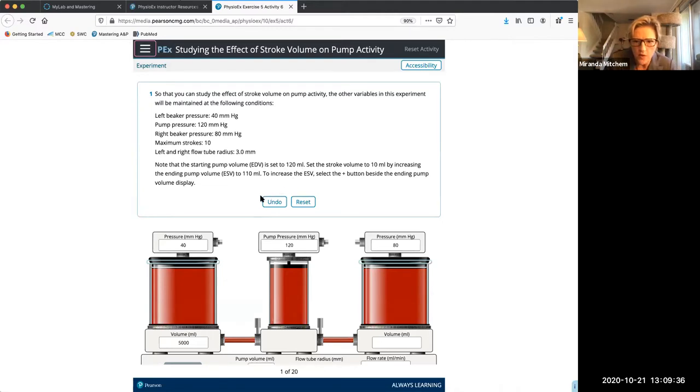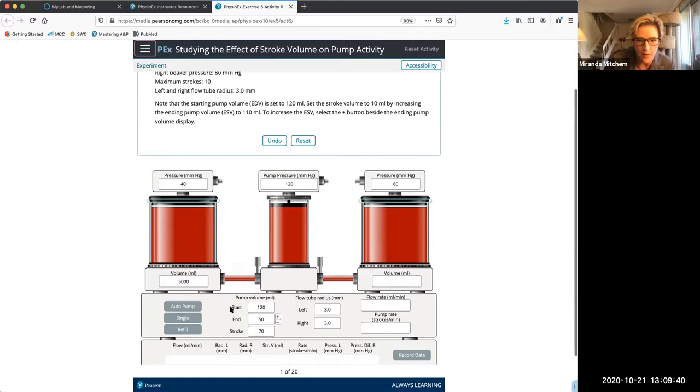It says to note that the starting pump, which is the end diastolic volume, is set to 120. Set the volume to 10 by increasing the end pump volume to 110. Why doesn't it just start there then? This represents the end systolic volume, and these are the 2 factors. The stroke volume is the difference between the end diastolic volume versus the end systolic, pre-systole versus post-systole is the way to think about it. So we're going to set the stroke volume to 10 millimeters by increasing the ending pump volume to 110. I don't understand why it didn't just start that way.